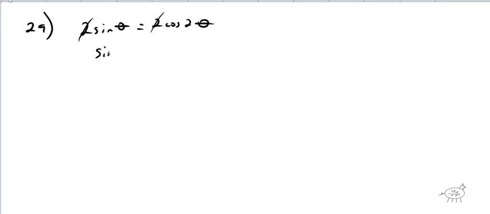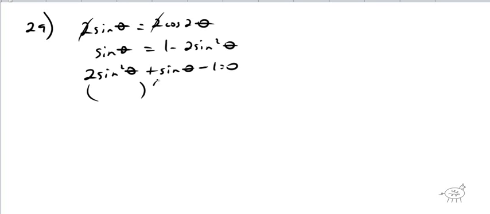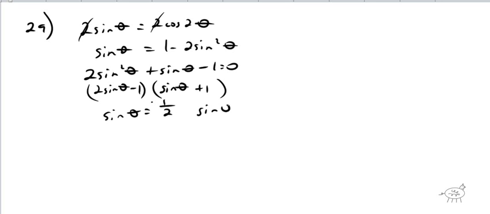So I'm going to do sine of theta, and of course you're going to do it in terms of sine. So it's 1 minus 2 sine squared of theta. Now I'm going to move that over because I want a positive leading coefficient. I'm going to do 2 sine squared of theta plus sine of theta minus 1 equals 0. So if I factor that, I get 2 sine of theta, and this is going to be plus 1 and minus 1. So I wind up getting sine of theta equals 1/2, and sine of theta equals negative 1.